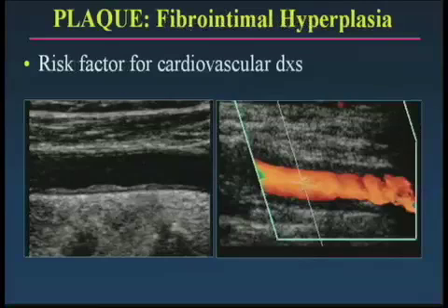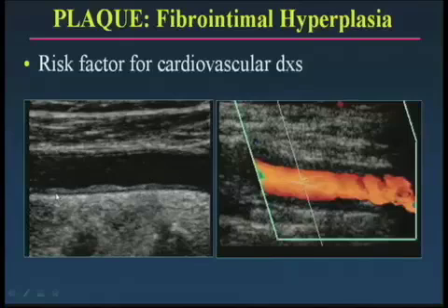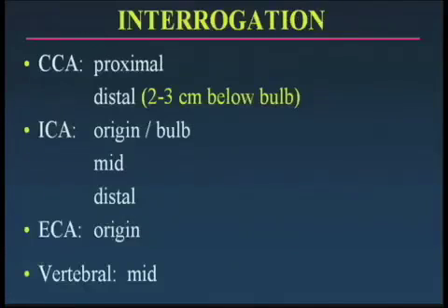And the last thing I want to mention regarding plaque is fibrointimal hyperplasia. This has been described in the recent literature as a risk factor for cardiovascular disease. In this patient on the left, you can see diffuse echogenic fibrointimal thickening, best seen along the posterior wall of the carotid artery, and you always make the measurement along the posterior wall in the common carotid artery. This patient on the right has more hypoechoic and thicker fibrointimal thickening. Again, the thicker the carotid wall, the greater the apparent increased risk for cardiovascular disease.